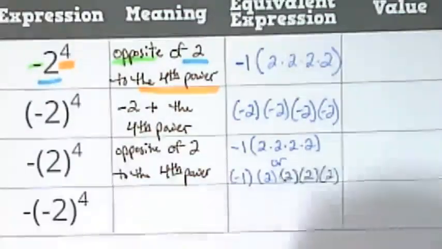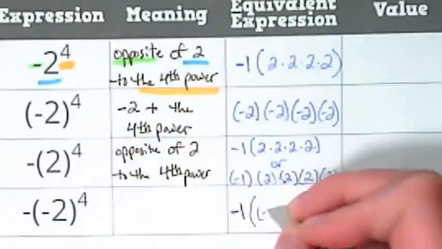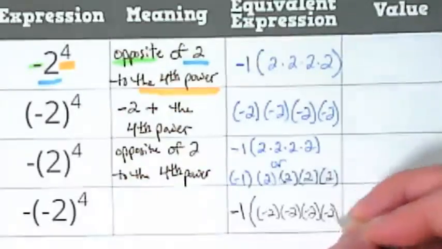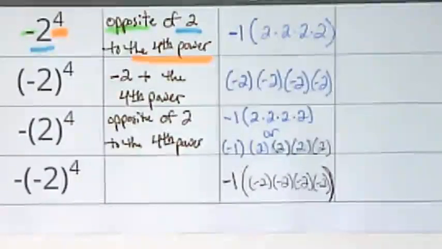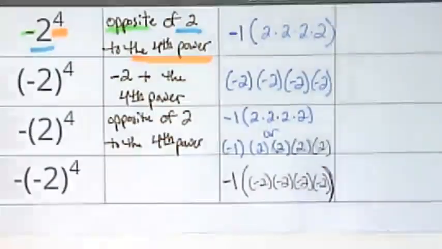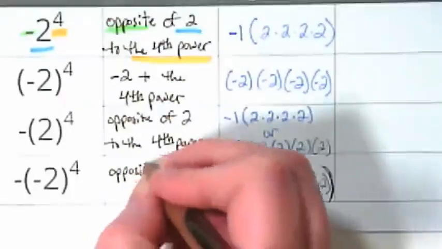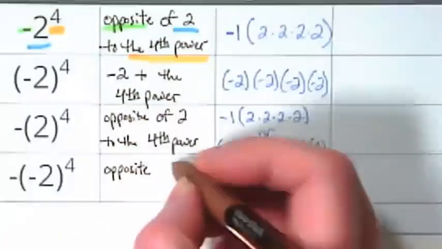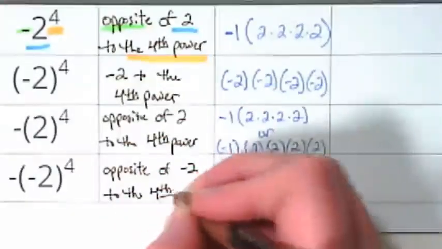Okay, final one. This one has a big negative 1, and then I'm going to put a big parentheses, mainly to fit it in here the best. It's the only reason to write these different sizes. This one's meaning opposite. Why opposite? Because what's in front of it? A negative. Opposite of negative 2 to the 4th power.